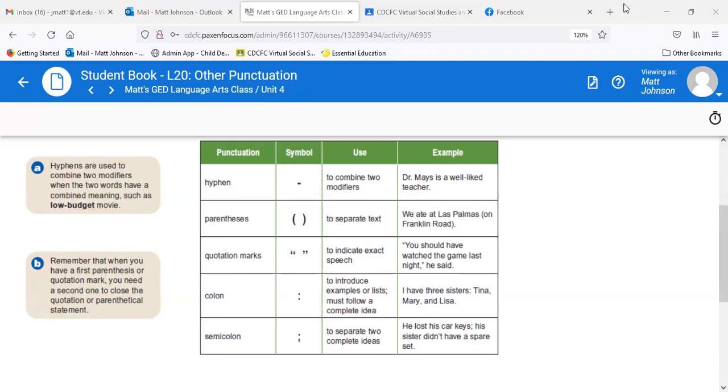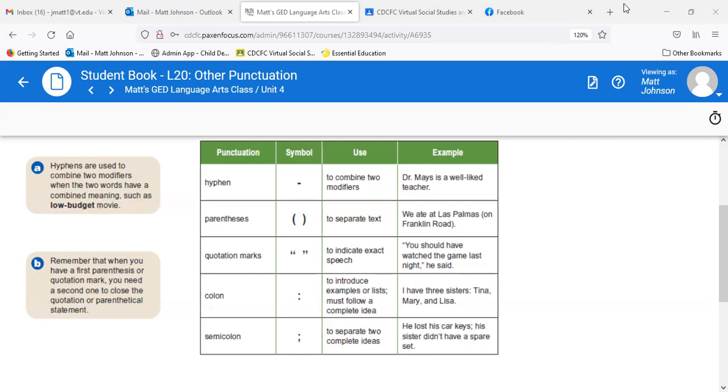Quotation marks, right? We talked about that to indicate exact speech. Whenever you're lifting somebody's words, whether it's from a passage or something that somebody says, right? When we deal with that in creative writing, you always set off whatever somebody says in quotation marks. And then of course they use the example, "You should have watched the game last night," he said. So just setting that off.